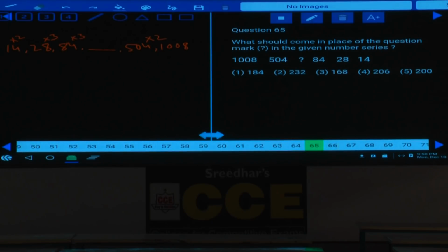Now 84 into 3 is how much? Tell me what is your answer here. 84 into 2, sorry. It must be into 2. Why is it into 2 here? Alternately into 2 and into 3. 84 into 2, 168. Now 168 into 3, 504. Into 2, into 3, into 2, into 3. Hence what is the missing number here? 168 is the missing number, that is choice 5. Done with this? Now this is about question number 61 to 65 in this paper number 45. Done with this?